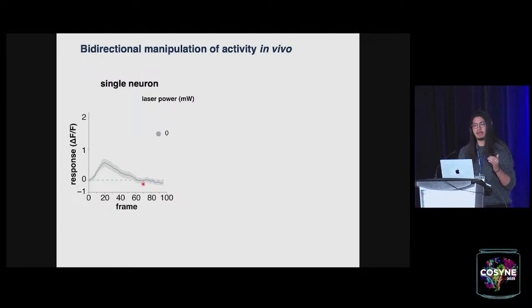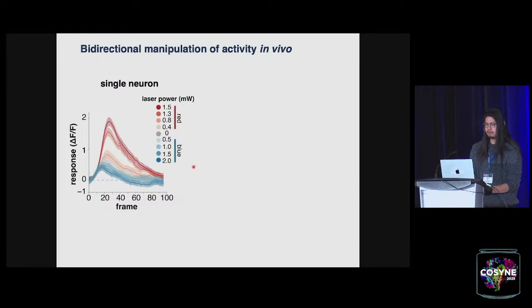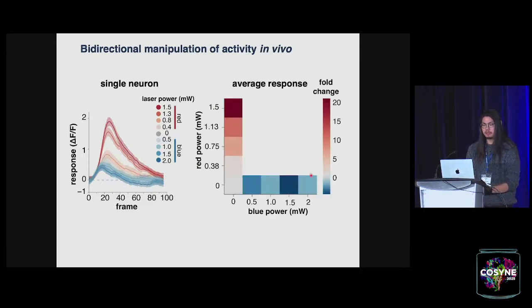I can add increasing amounts of red laser power, which will increasingly drive more and more activity of this neuron by increasing its excitatory conductance. On the other side, I can also add more and more blue light to decrease its activity. So what I just showed you here is really the two arms of this potential matrix of all the powers we can try to use, and this really gets to where we can get that balanced kind of conductance.